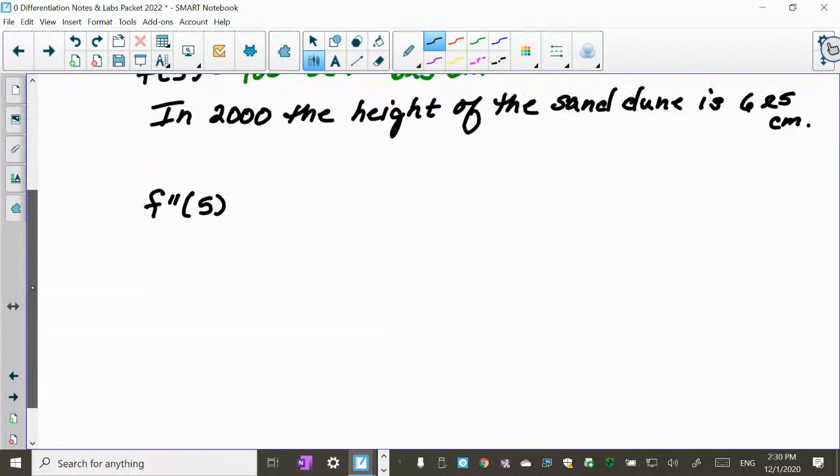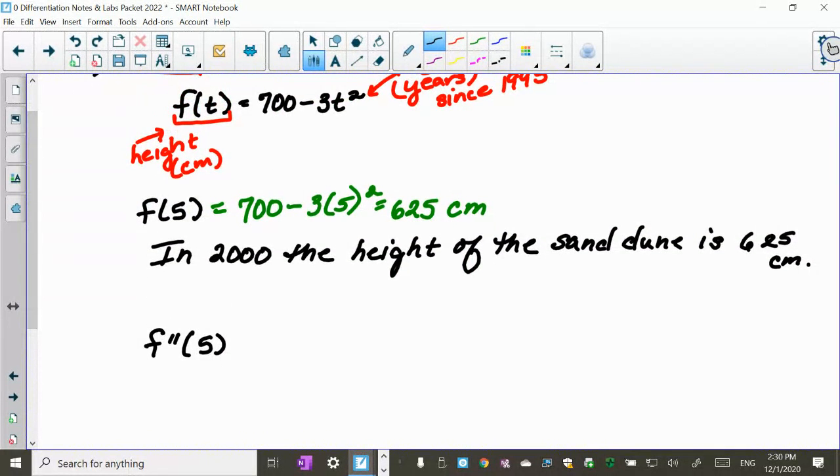Now I'm going to do f prime of 5. I don't know why I wrote a double prime there, sorry. So I'm going to do f prime of 5.